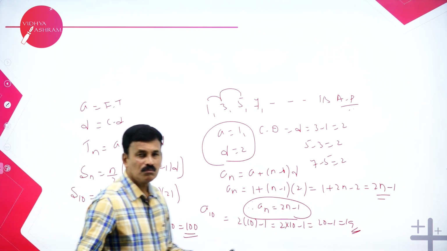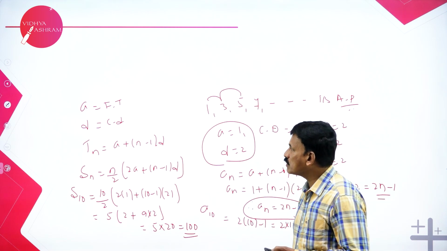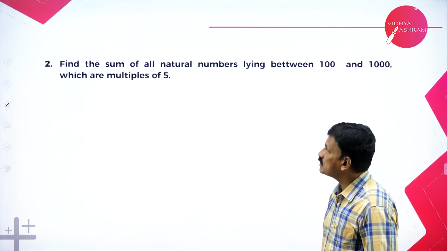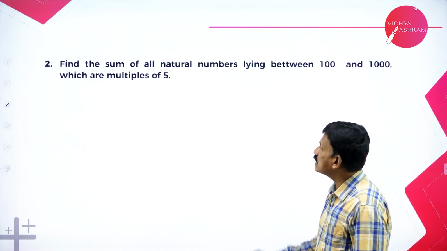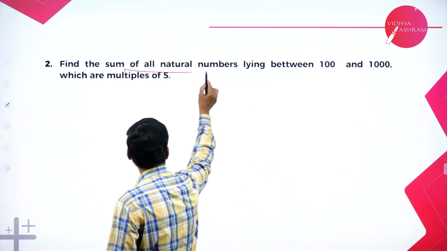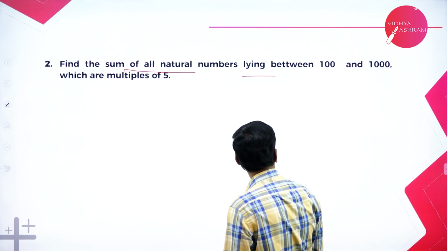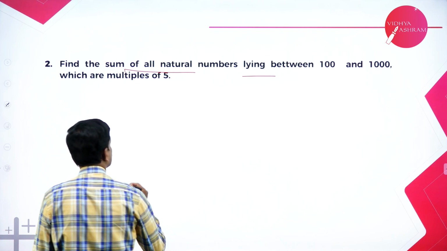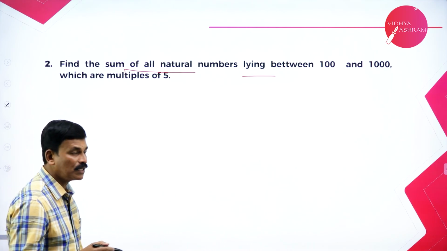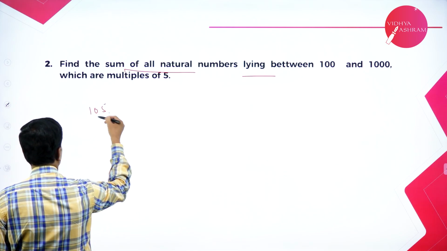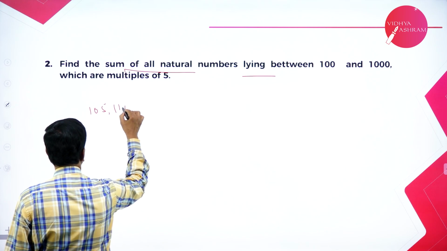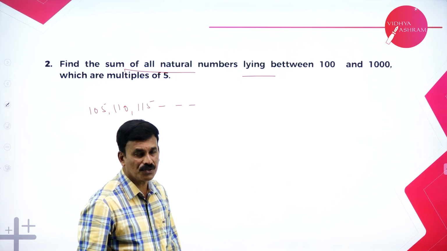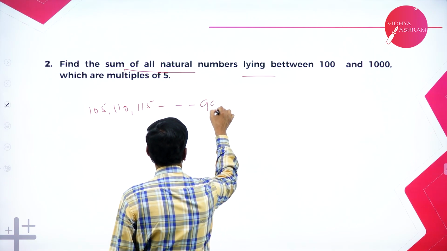Now, by knowing this, let us move on to a few important problems. Find the sum of all natural numbers lying between 100 and 1000 which are multiples of 5. So what is to be found? The sum of all natural numbers between 100 and 1000 which are multiples of 5. The first number between 100 and 1000 which is a multiple of 5 is 105. The next numbers are 110, 115, etc. The last term before 1000 is 995.